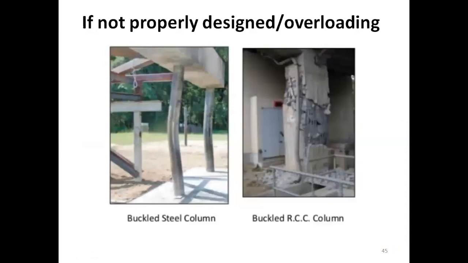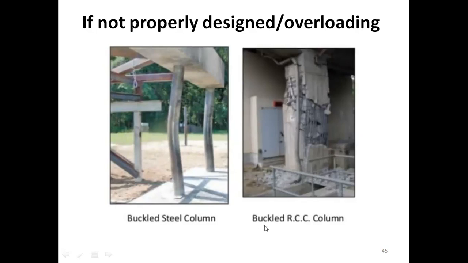Some more examples of the failure of civil infrastructure because of overloading. Buckling of steel columns. These are steel columns. This phenomenon is known as buckling, and it has failed because of overloading. The load on top of it is the load of the concrete, and because of that you could see that it has buckled. They are not properly designed, so that's why it has failed.